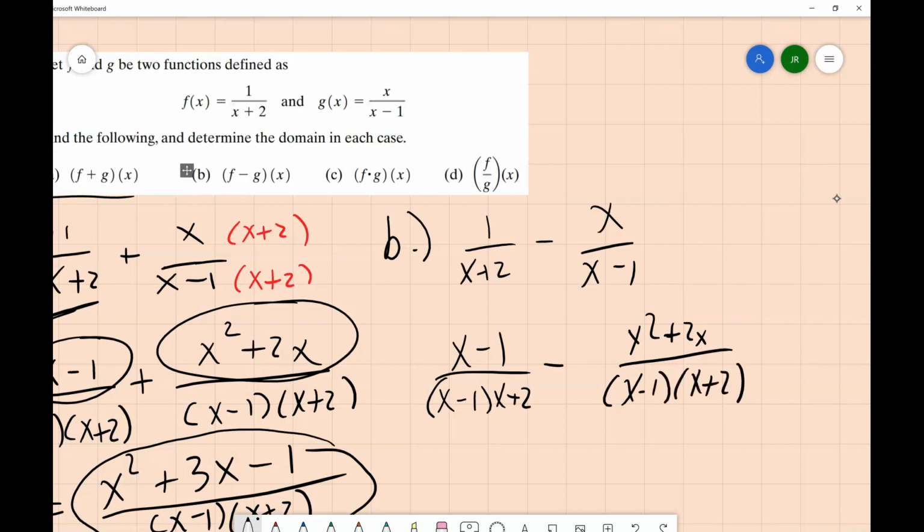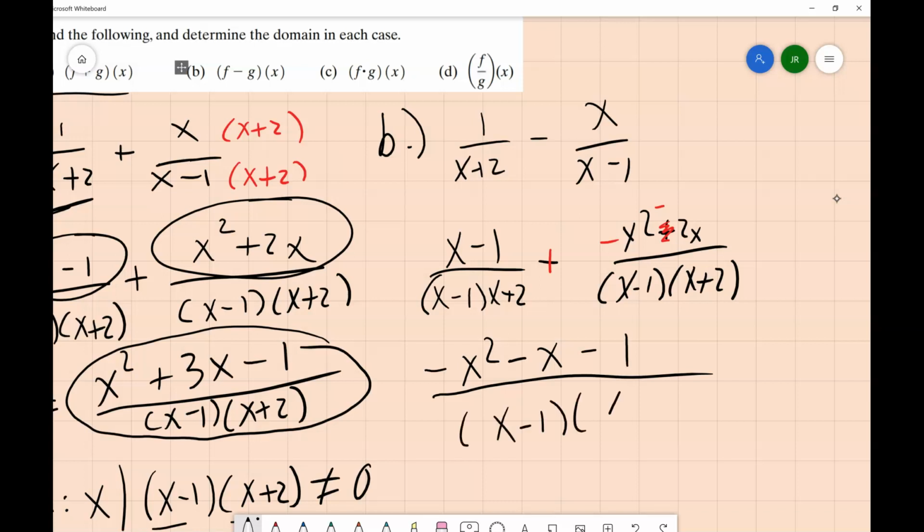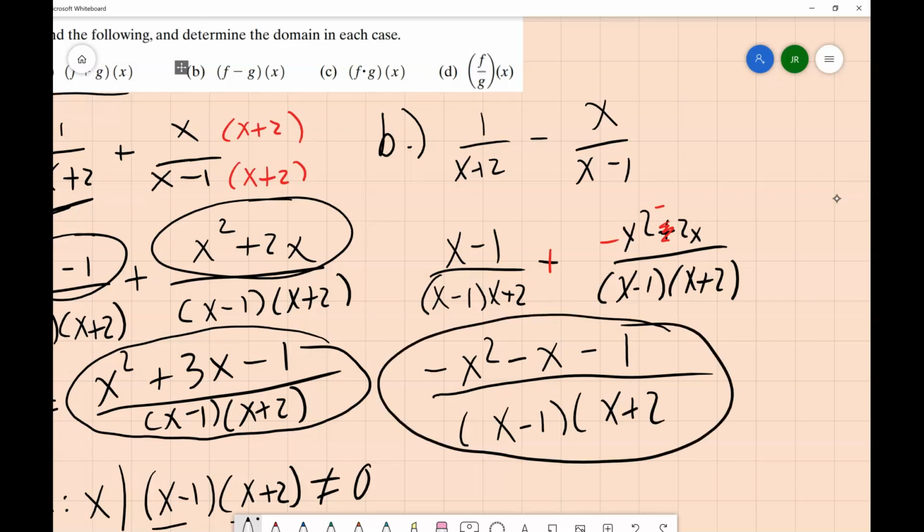Don't forget here that I need to distribute that negative into the top of this fraction. So I'm going to make that into a positive, and I'm going to change that to a negative x squared and that to a negative 2x before I combine my like terms. Now, combining the like terms, I get negative x squared, and x plus negative 2x makes negative x, minus x minus 1 over x minus 1 times x plus 2. So there's my answer for that one.